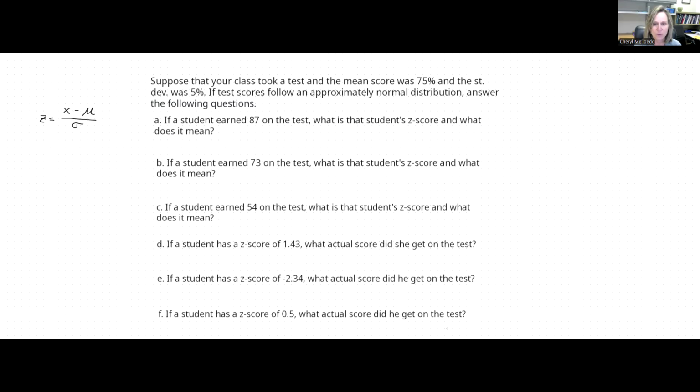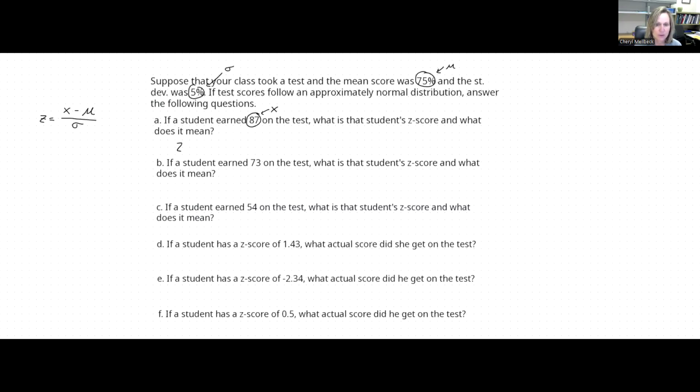So here we have our next question, which says, suppose that your class took a test and the mean score once again was 75 and the standard deviation was 5%. If a student earned 87 on the test, what was the student's z-score and what does it mean? So the 87, that's going to be our x in this case. Our mean for this example is 75, so that'll be mu, and our standard deviation is 5, so that'll be sigma. So calculating the z-score would look like this.